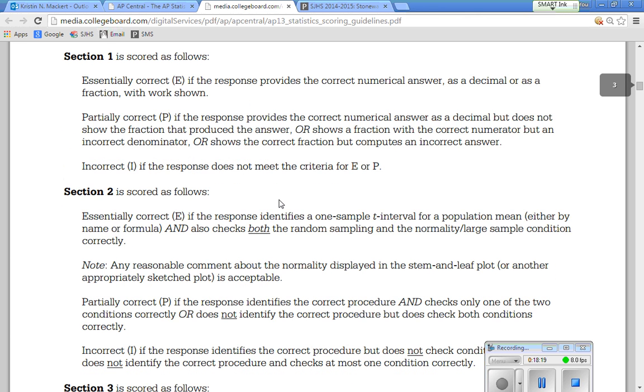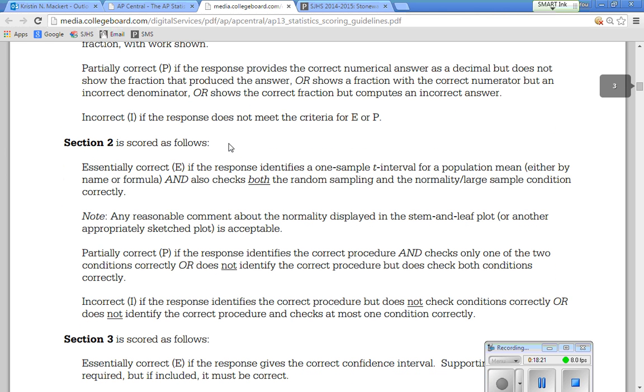All right, section 2. Remember, there's 4 sections on how this is graded. I want you to look on your paper and decide if it's an E, a P, or an I. It's essentially correct if the response identifies a 1-sample T interval. You've either written the name or formula, and checks the conditions. I doubt many of us got an E here. Anybody check both the conditions and write the formula out?